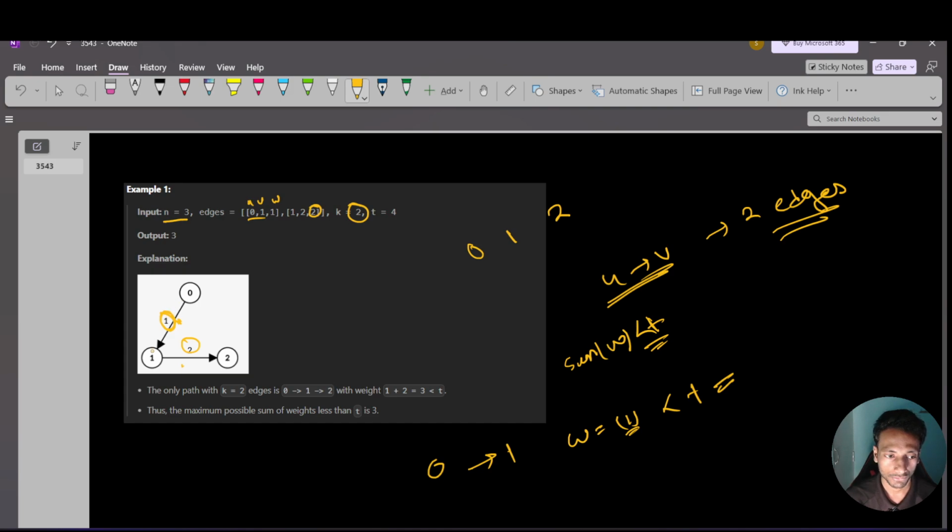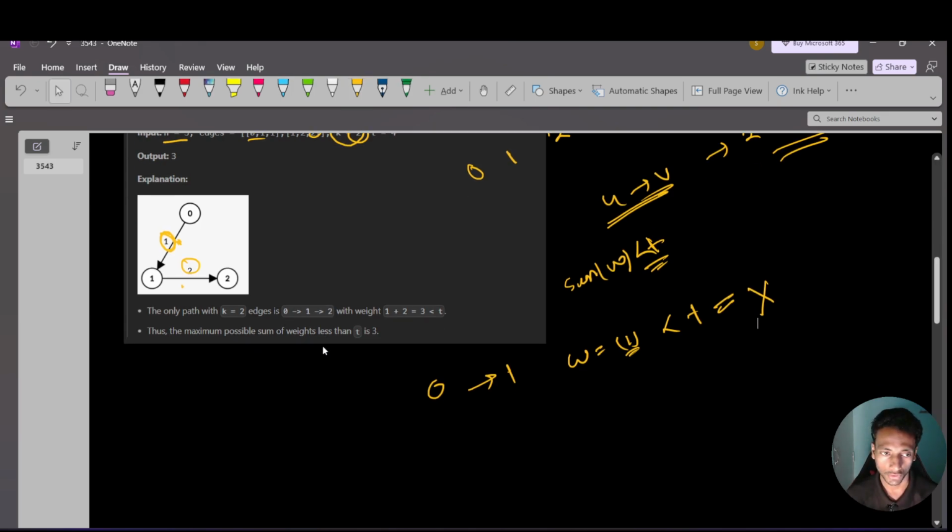Only one edge for 0 to 1. So what do we have to do? K is equal to 2. That means we should have exactly 2 edges, but this is only one edge. So that's why this is not a valid path. Okay, is there any path to reach from 0 to 1?